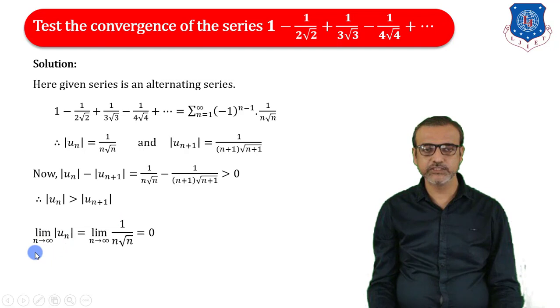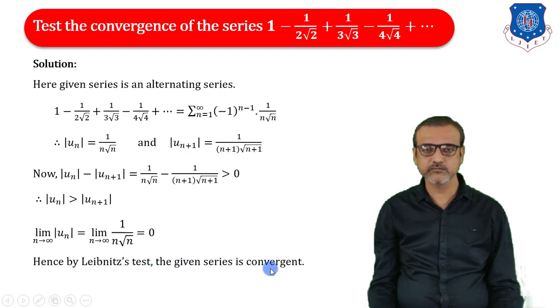Now we will see condition number 2, that is limit n tends to infinity |u_n|, and this is equal to limit n tends to infinity 1 upon n root n. As n tends to infinity, 1 upon infinity tends to 0. So the second condition is also satisfied. Hence by the Leibniz test the given series is convergent.